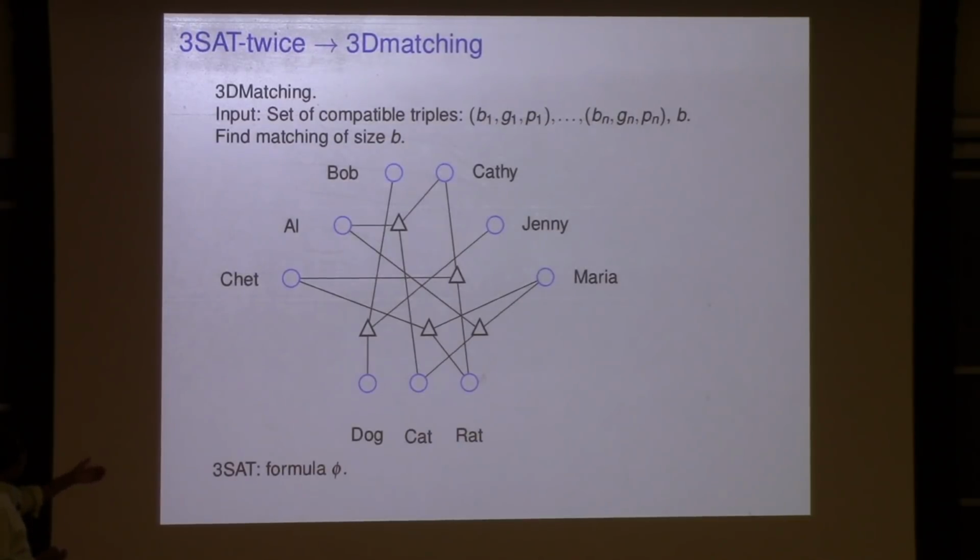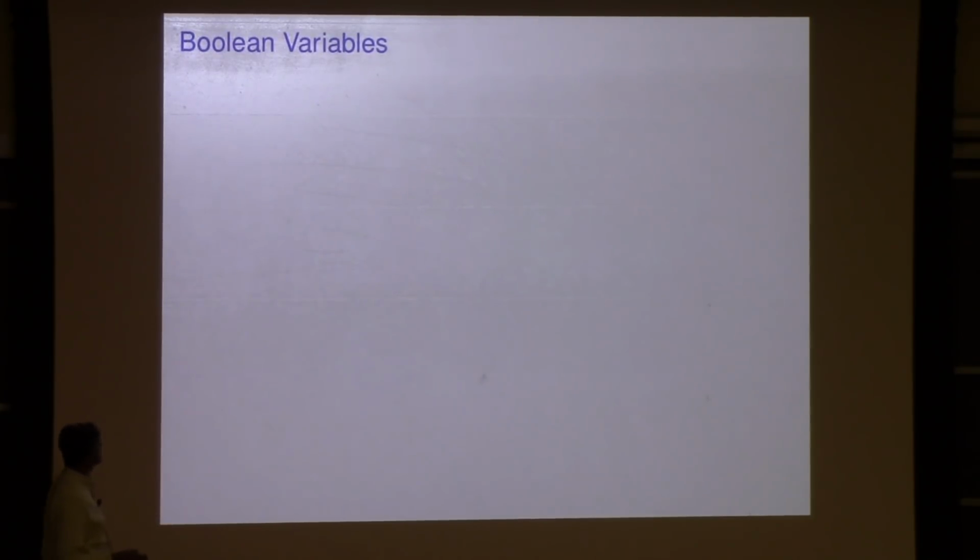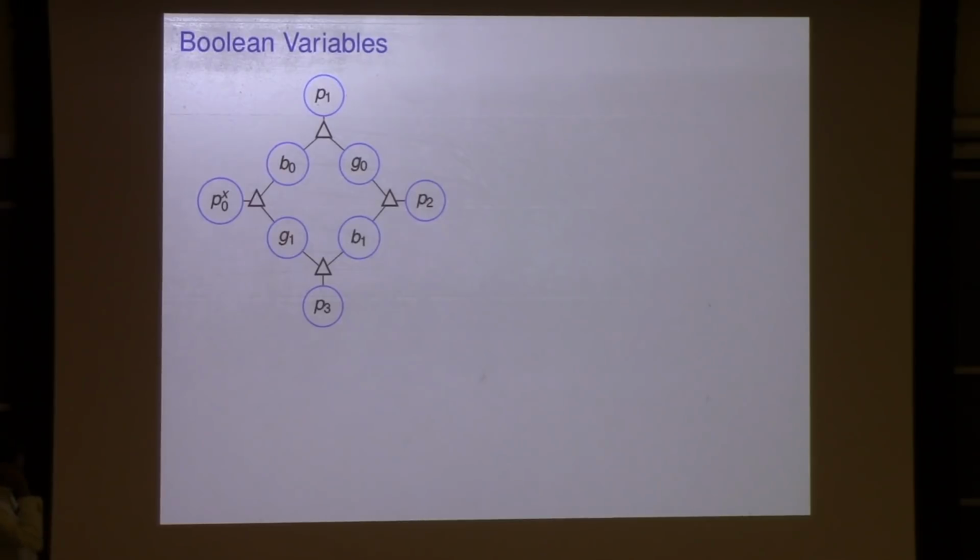Okay, so what I want to do is show that when we've gone from bipartite matching to essentially tripartite matching, or 3D matching, things get much more difficult. It's NP complete. We don't know how to solve it. We think it's going to take a long time. Okay, so Boolean variables. So that's a Boolean variable.